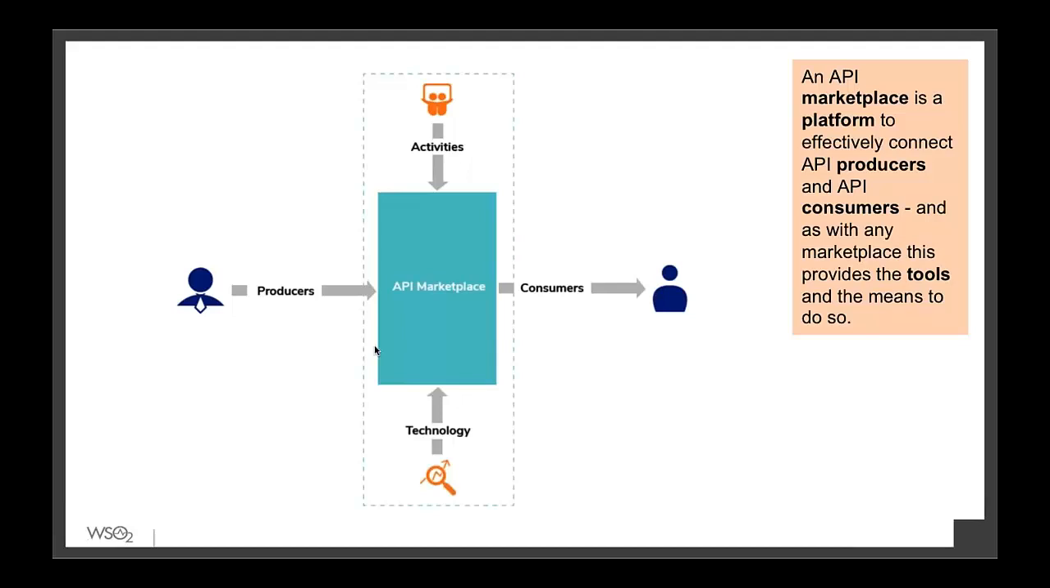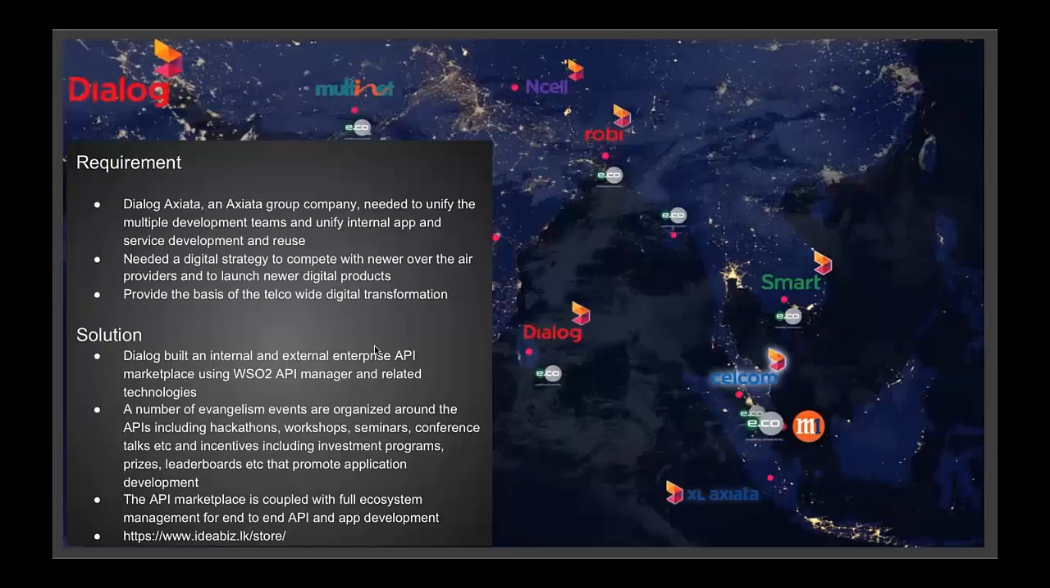So let's look at an API marketplace now. The definition of an API marketplace here is a platform which effectively connects API producers and API consumers. It does this via the tools, the technologies, and the activities that are required to enable that. Right. So the bottom line is you need to ensure producers produce more and consumers consume more in an effective way. Right. So let's take a use case here.